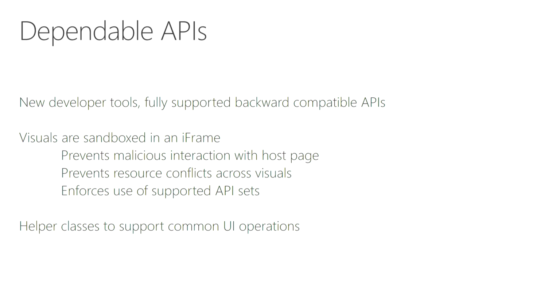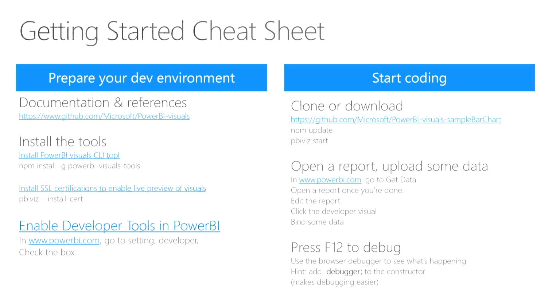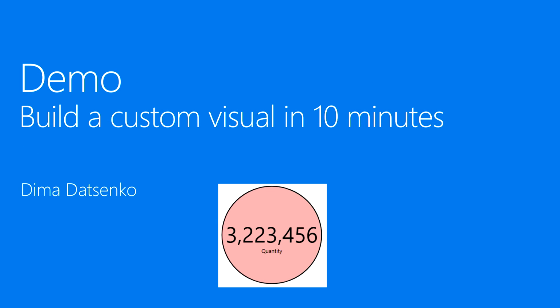We've also added a set of helper classes. We'll talk a little bit more about them after the demo, where we've made it even easier for you to build visuals. This is a slide that I'm not going to go through in detail, but it's for you for afterwards. Most people print this and put it on their wall. This is your cheat sheet. It tells you everything you need to know to get started, whether it's where you get the documentation, how to install the tools, how to enable the developer visual, and all the basic steps for getting started. So with that, I'll turn it over to you, Dima, to show us how the magic is made.